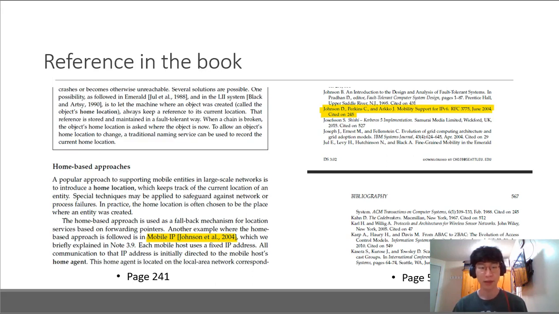So just to make sure, I got this topic from the book. If you check page 241, mobile IP was introduced in the home-based approaches section. And if you check page 566, the references are in the bibliography.